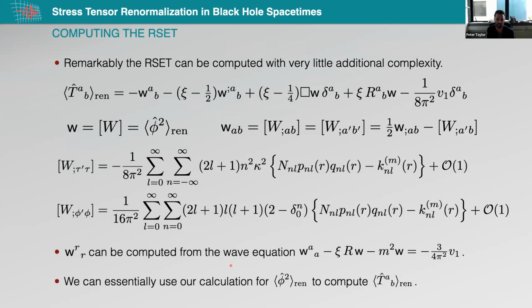So all I'm really saying here is essentially, with very little additional computational complexity, I can compute the renormalized stress energy tensor from my computation of the vacuum polarization with just these two added terms to compute, which are really straightforward to compute. So let me quickly show you some results in Schwarzschild, applying these results to Schwarzschild.